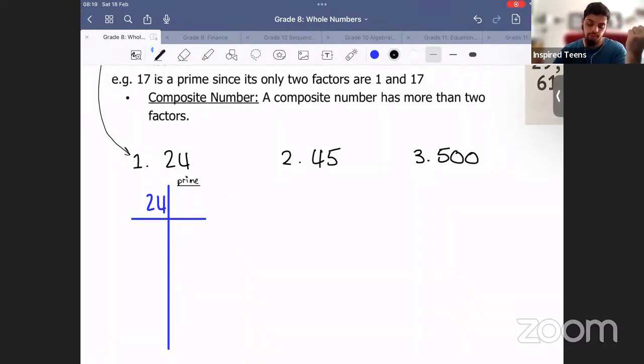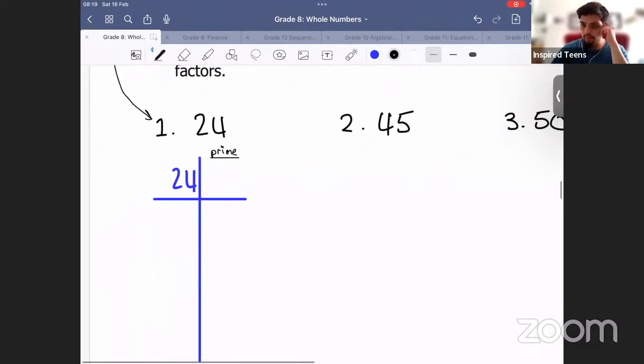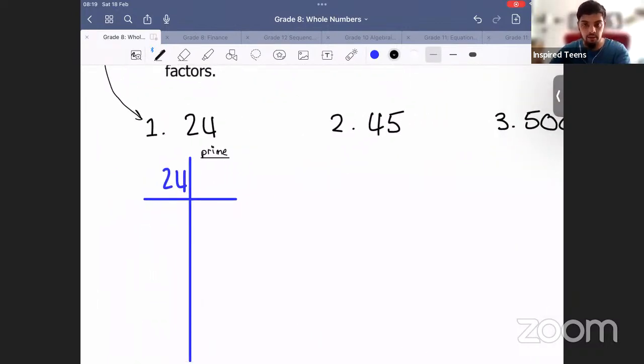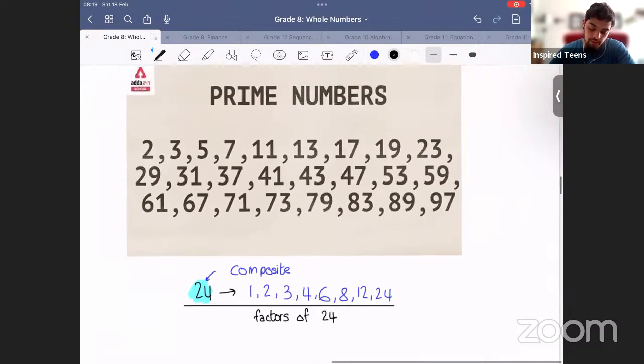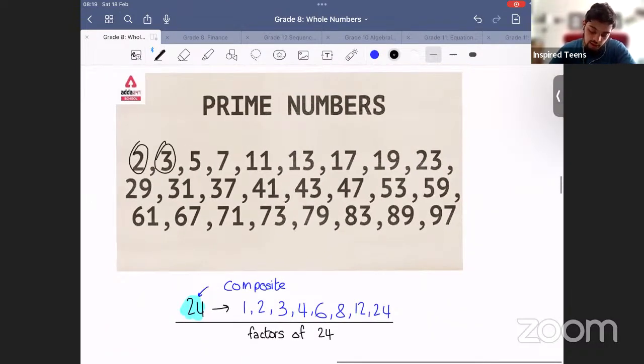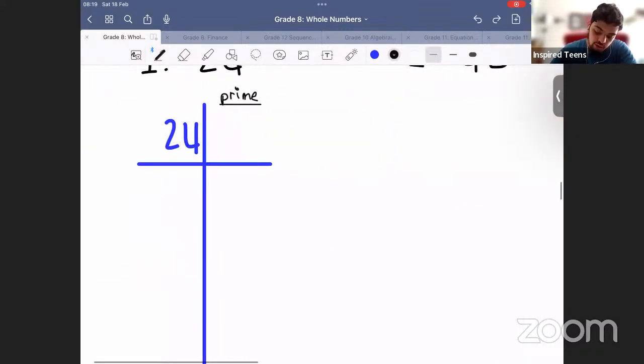So let's look at 24. When you're dividing it by a prime number, it doesn't have to be the highest prime number. It can be any prime number, to be honest. You're going to cover all prime numbers nevertheless. So let's think of a prime number that can go into 24. I can see 2 and 3. Both would work. In this case, I'm going to choose 2.